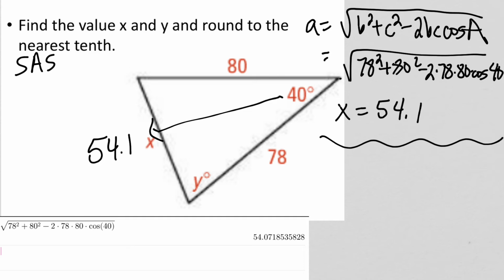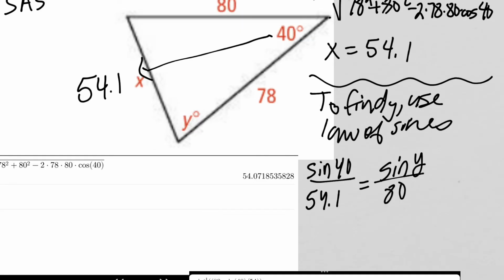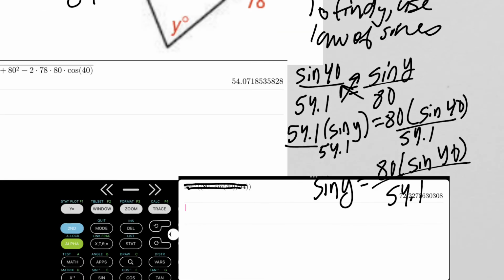So I'm going to now use law of sines to find Y. Okay, here's my setup of my law of sines: sine 40 over 54.1 equals sine Y over 80. I'm going to do my cross multiplication. Okay, so I'm up to this point where I get sine Y equals 80 times sine 40 over 54.1.